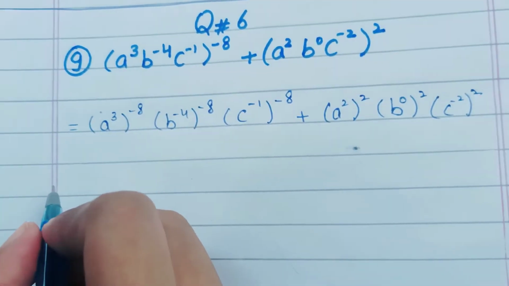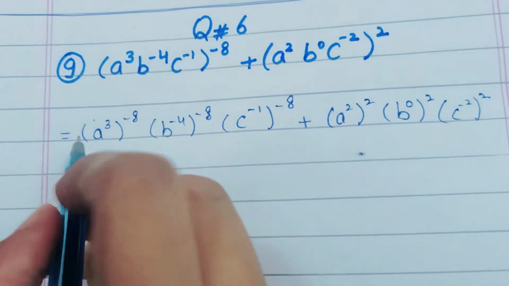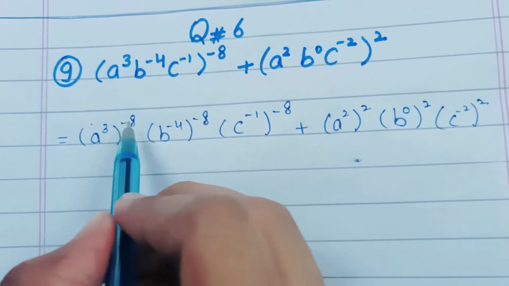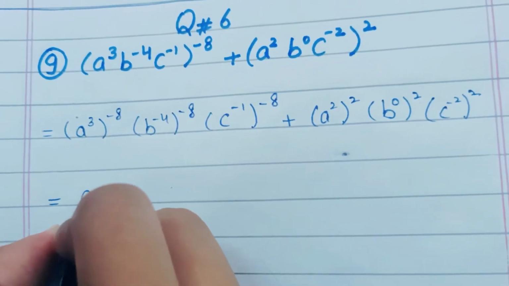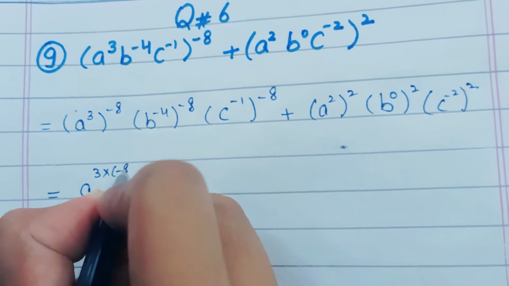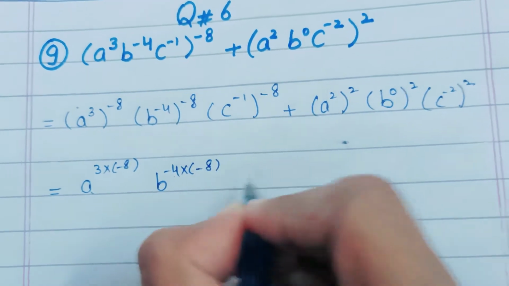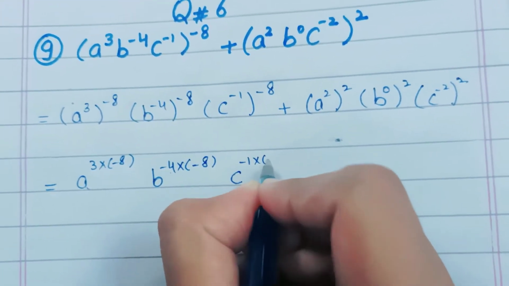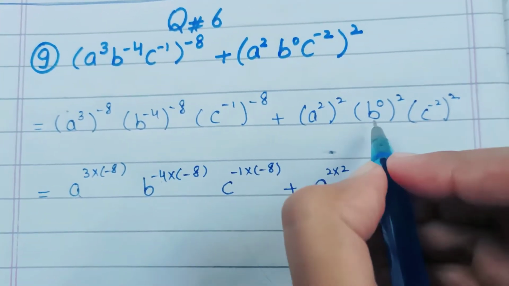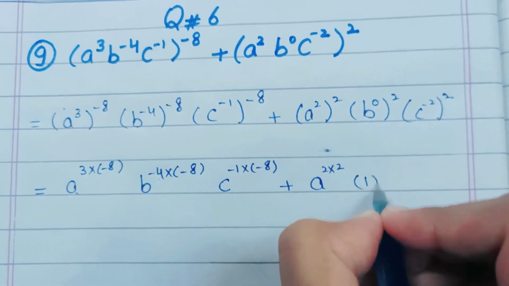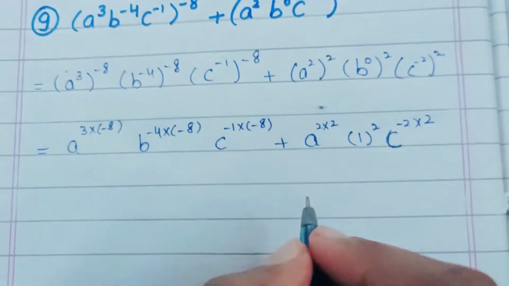Now here we will use the law of power, because it's power of power, so we will multiply the exponents. So a raised to power 3 multiplied by minus 8, b raised to power minus 4 multiplied by minus 8, c raised to power minus 1 multiplied by minus 8, plus a 2 multiplied by 2, and any number having power 0 is always equal to 1 square, and c minus 2 multiplied by 2.